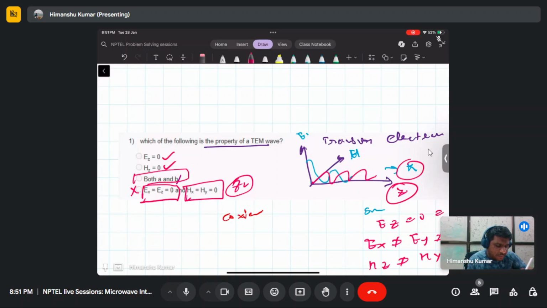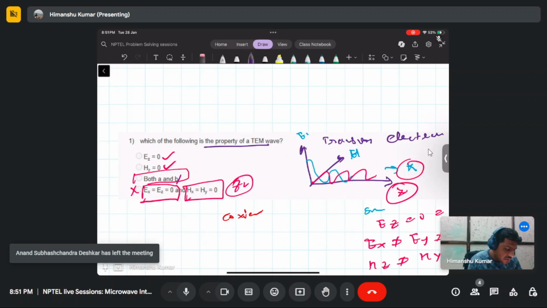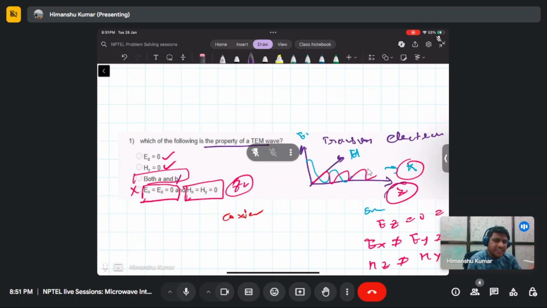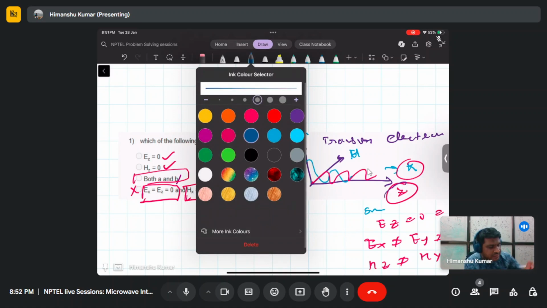Like this, which is the property of the TEM wave, the transverse electromagnetic wave. As you know, the electric and magnetic fields are perpendicular to the propagation direction. For two wire lines or free space propagation, all the electric and magnetic fields are perpendicular to the direction of propagation. So if you are considering propagation in the z direction, then Ez and Hz will be zero. The correct answer is Ez and Hz are zero in the propagation direction.